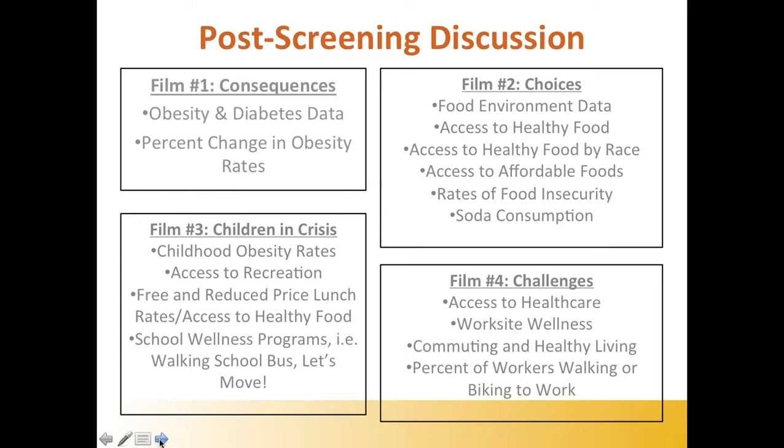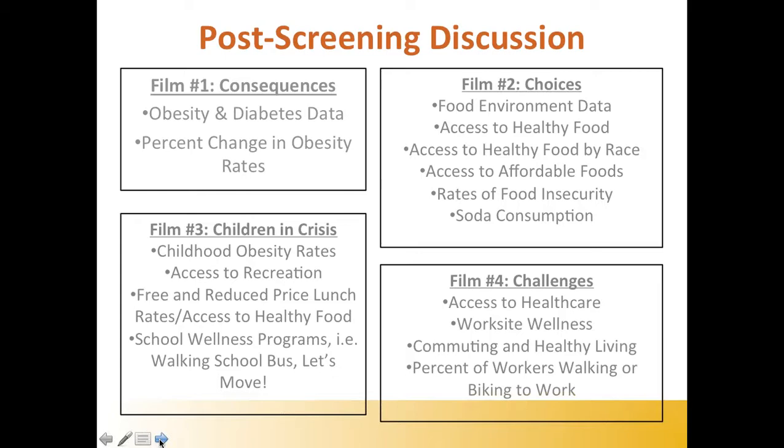Film 3 deals with children in crisis, so looking at childhood obesity rates, access to recreation, free and reduced price lunch eligibility as a data set in the Commons, being able to look at all schools in the nation and select those with higher rates of free and reduced price lunch. And looking at that map of the movement to identify who's working on school wellness programs, walking school bus, etc.